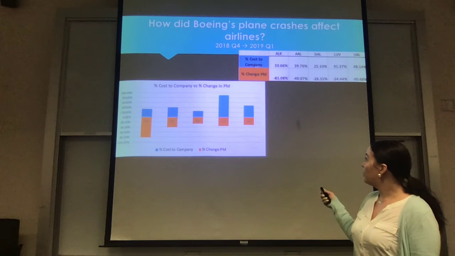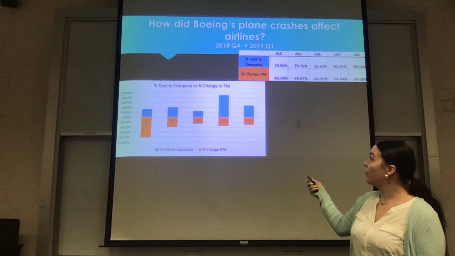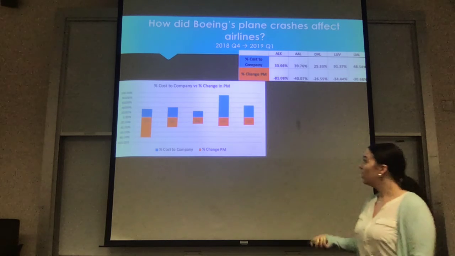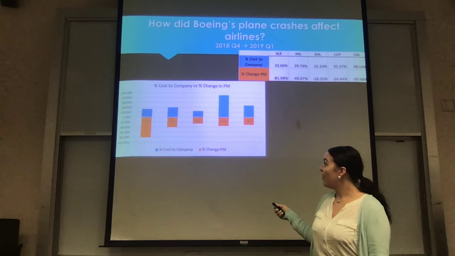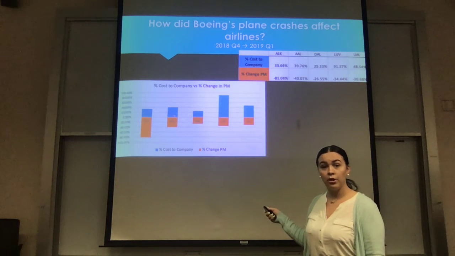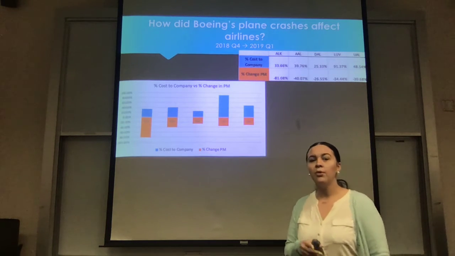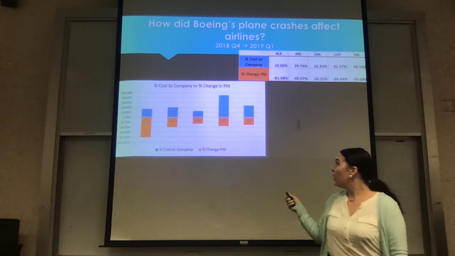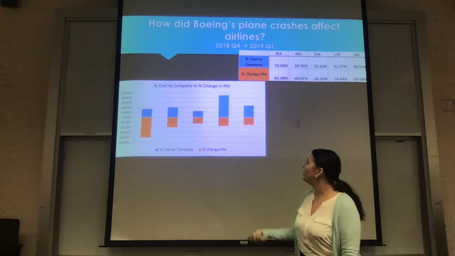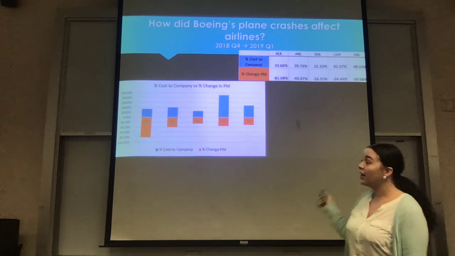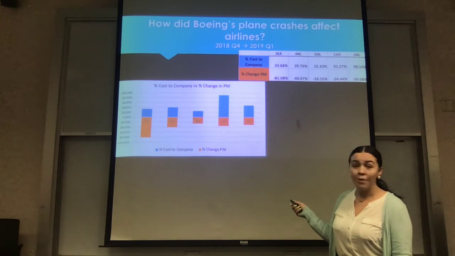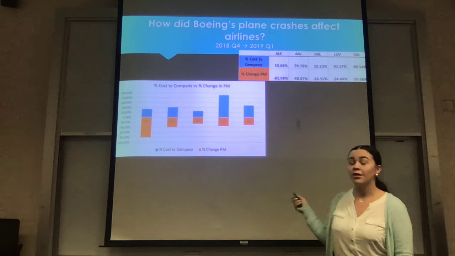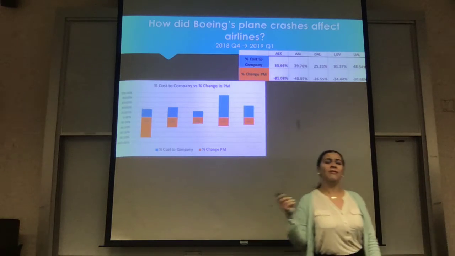Now the percentage change in PM is the percentage change in profit margin between those two quarters. As you can see, the lowest cost was Delta, and they also had the lowest change in profit margin. Now what I thought was interesting was the fact that Southwest has the highest cost, I believe about, let's see, 90%. And they decreased, let's see, a third, but very small compared to their total cost. So they handled that event very well.